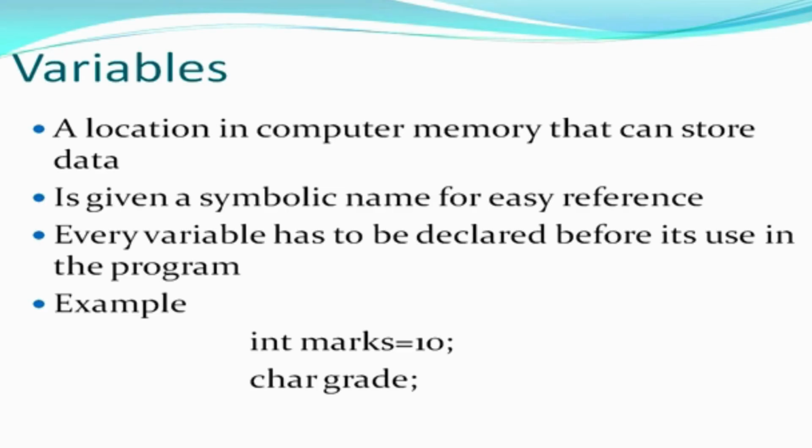In the examples that are given, in the first statement, I am declaring a variable marks which is of integer type, and I am also giving it a value as 10. So, you can see that first I am giving the data type which is int, then a space, then the name of the variable which is marks, and then the value 10. In the second example, I am creating a variable grade which is of character type. So, I am giving first the data type which is char, then a space, then the name of the variable grade.